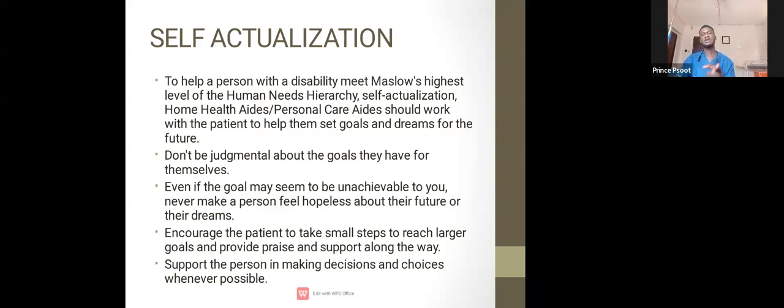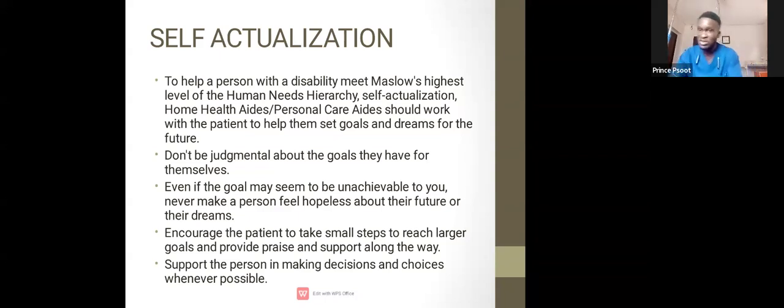and help them understand that it is possible to even be better. Why not aspire for something better that your strength will permit you to? So even if the goals may seem to be unachievable to you, never make them feel hopeless about their future or their dreams. You encourage them to take small steps to reach larger goals and provide praise and support along the way. To support the person in making decisions and choices whenever it's possible.